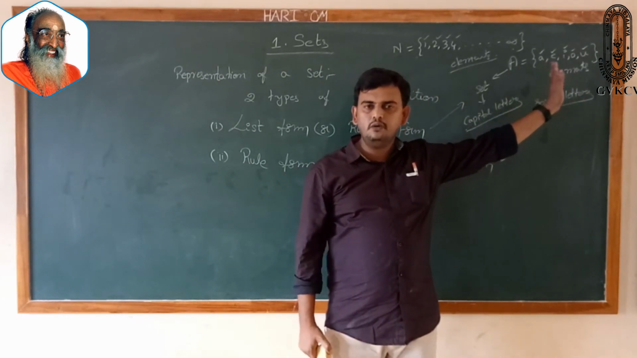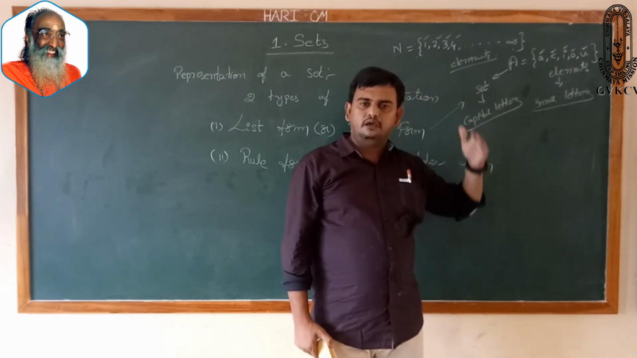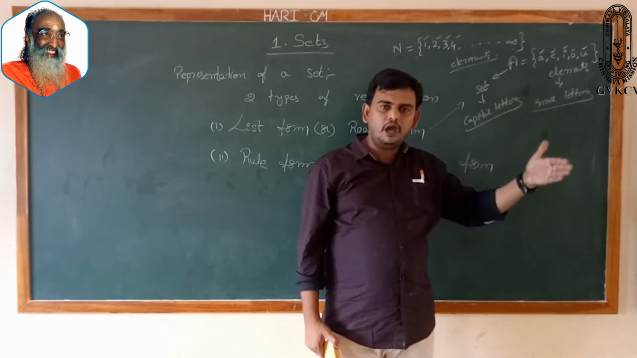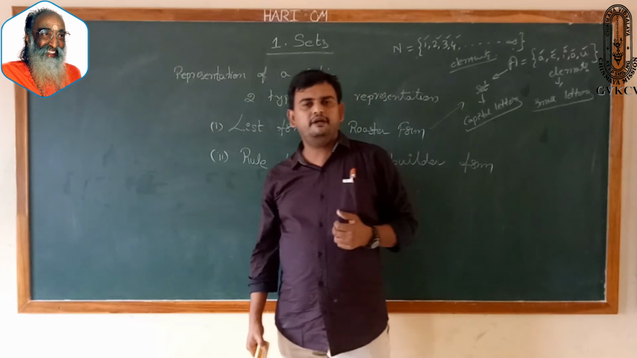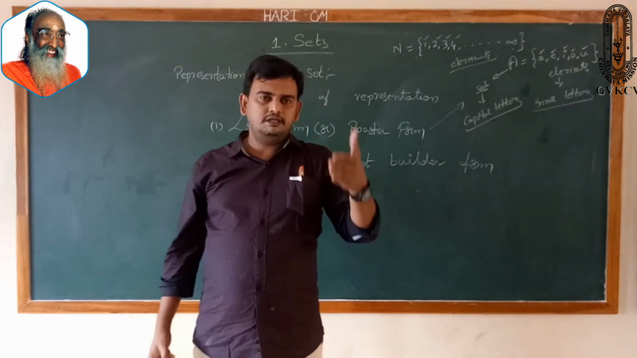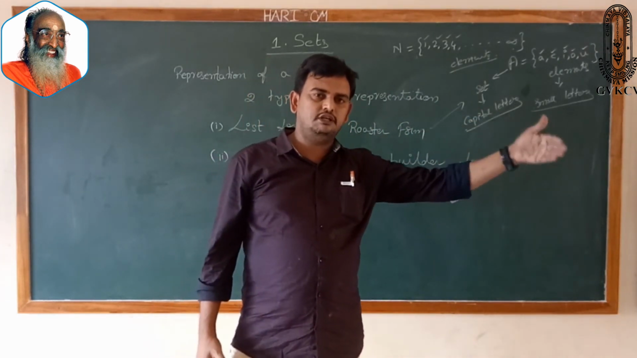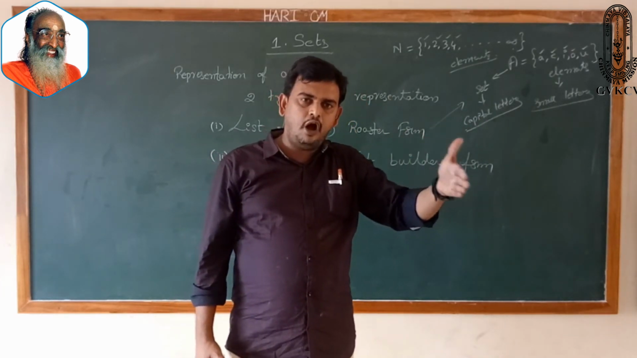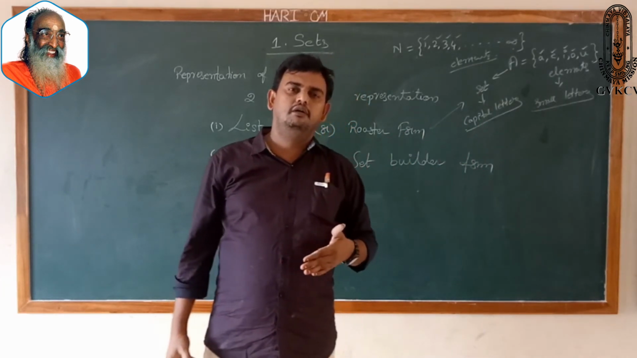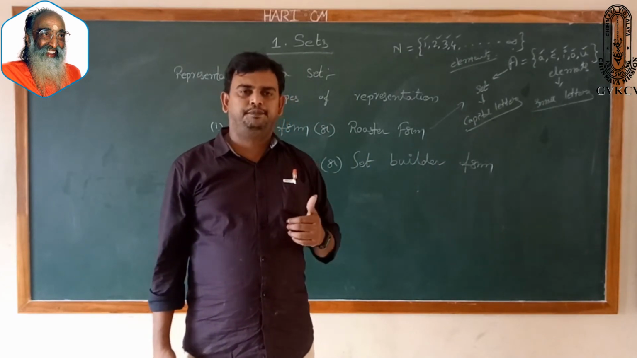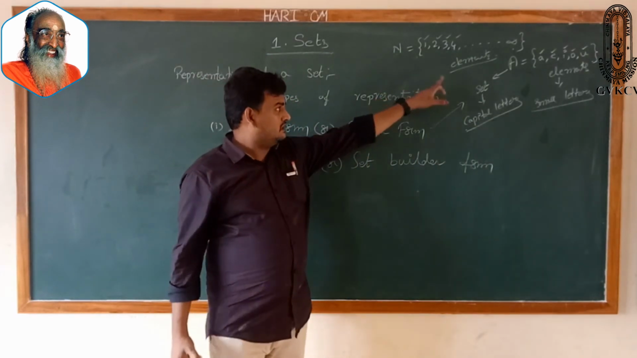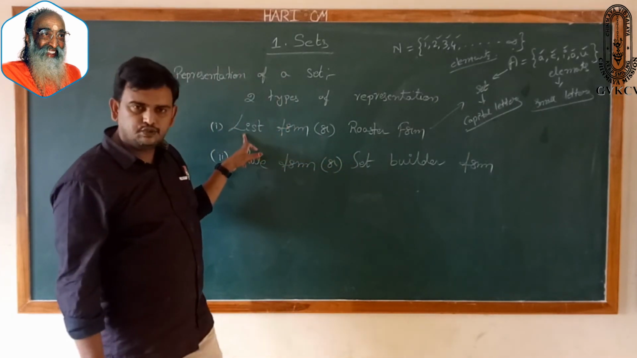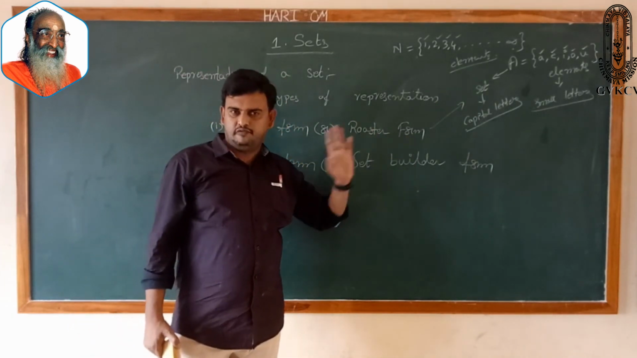Here we are listing out the elements A, E, I, O, U. Like that we are listing the elements. If we ask for the alphabet, it is A, B, C, D, E, F, G, H and so on. Here also we are listing out the alphabet in English. So this kind of representation is nothing but called list form or roster form.